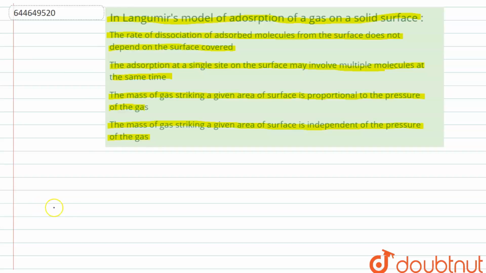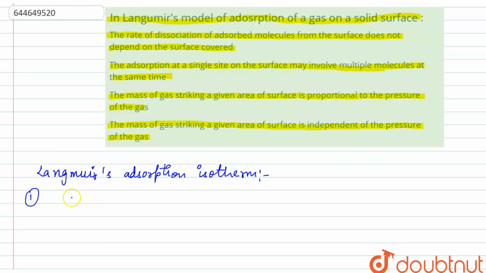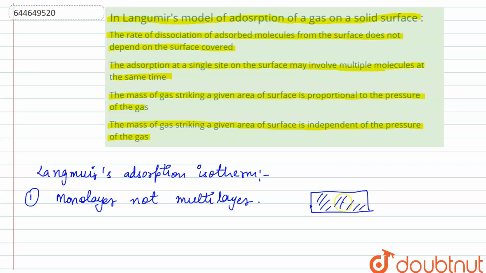So according to the Langmuir adsorption isotherm, first of all, we'll write the assumptions made in the Langmuir adsorption isotherm. The first assumption is that the adsorption is a monolayer and not multilayer. That is, only one layer is adsorbed on the adsorbent. Like if there is an adsorbent here, only the first layer will be adsorbed, and it is a monolayer process and not a multilayer, right?